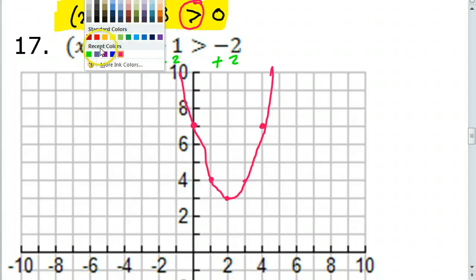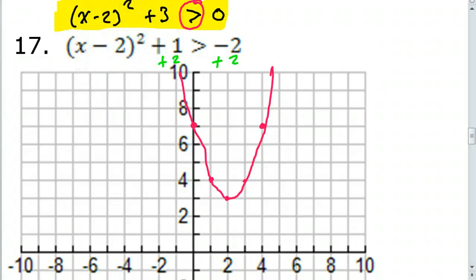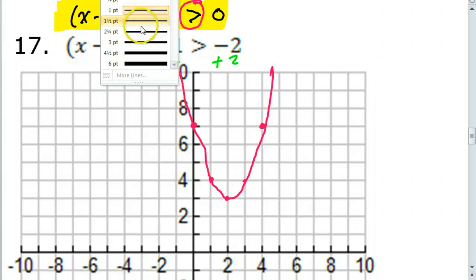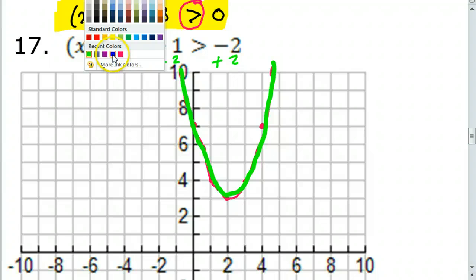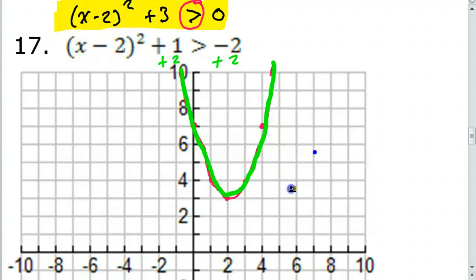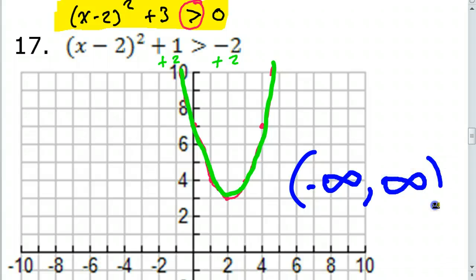So normally I highlight the solution part. But in this case, if I highlight the solution part, I'd be highlighting the entire thing. All of it is above 0. So that's why the interval is just going to be negative infinity to positive infinity. So that would be your answer to number 17.